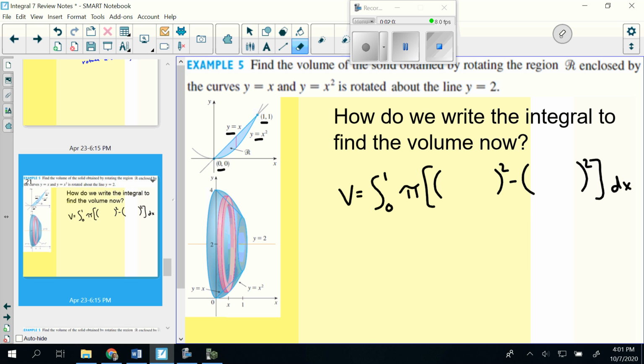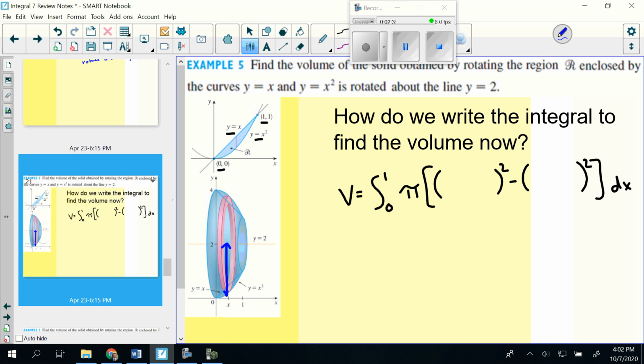Had it just been around the x-axis, it would have been easy. It would have just been x and x squared. But now that we're rotating about the line y equals 2, our functions are going to change. So let's look at what this is now. If our new rotation line is 2, the radius of these circles has changed. Here's the center of this circle. Our radius is from the center to the outside here. What is that length going to be?